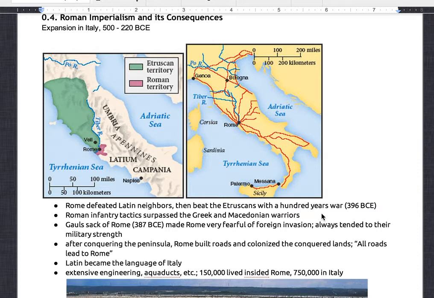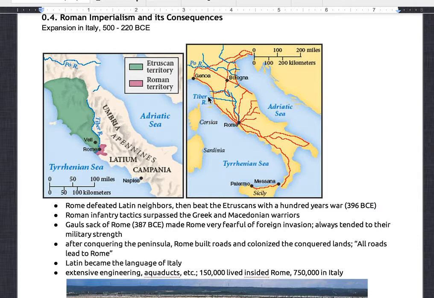It was a hundred years war. In around 396 BCE, Rome finally brought all of the Etruscan territory under its control. Rome had gradually expanded, as we said in a previous screencast as well, to conquer all of the Italian peninsula, including the southern part that was initially controlled by Greeks, and built all of these roads to connect all of the conquered territories.